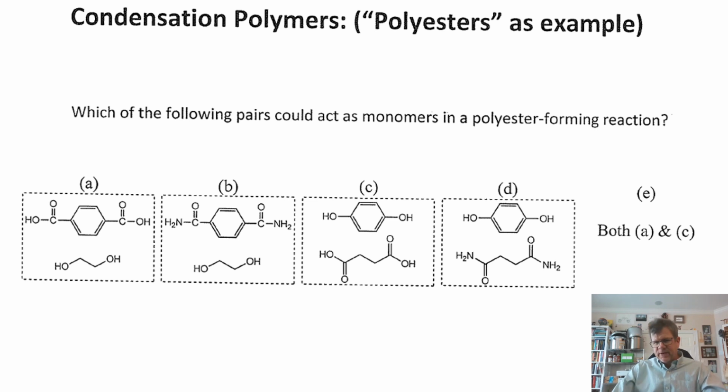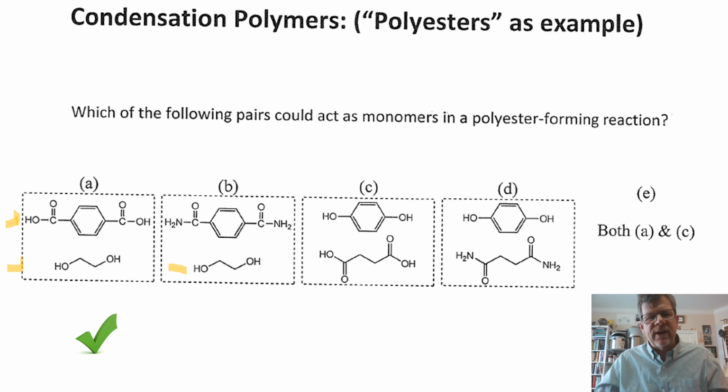So a particular organic chemistry problem that we could put towards this. Well, how about this one? Which of the following pairs of molecules could act as monomers in a polyester forming reaction? Well, by definition, we must have a dicarboxylic acid and a dialcohol. Do we have that in each case? Well, in this first case, I see a dicarboxylic acid and a dialcohol. So these would be able to act as monomers in a polyester forming reaction.